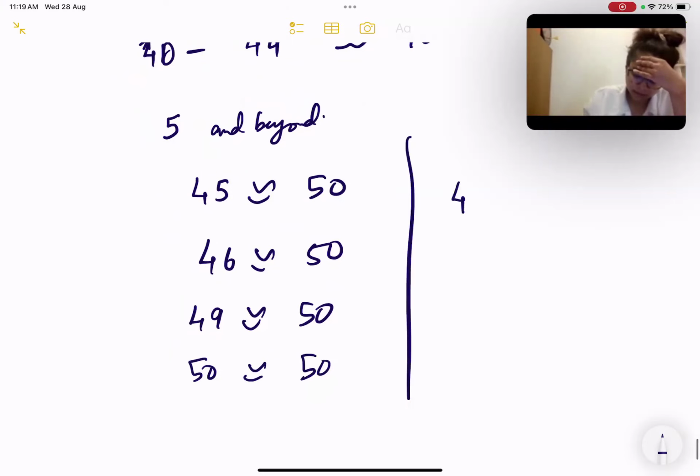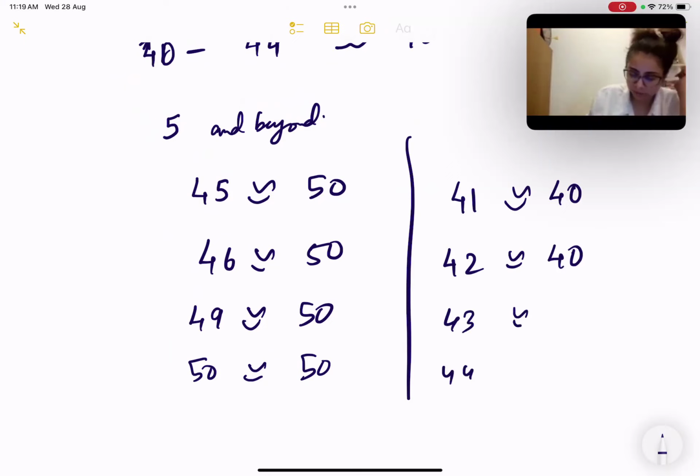If I write a 41, then the nearest whole 10 is a 40. 42, nearest whole 10 is a 40, 43, 44. So this is something that you have to work on in parallel, this whole tens concept.